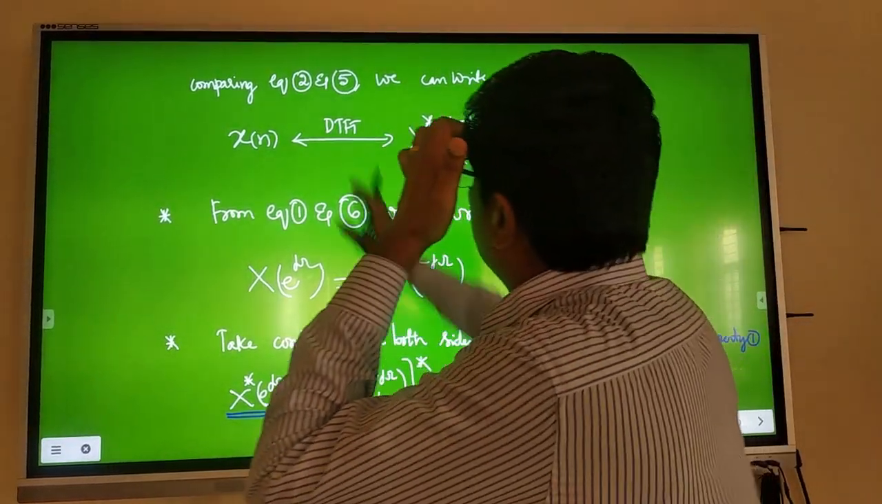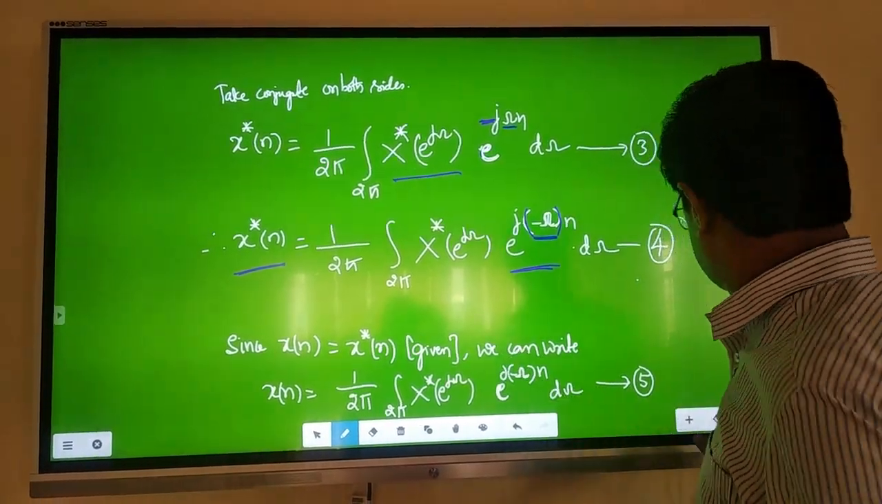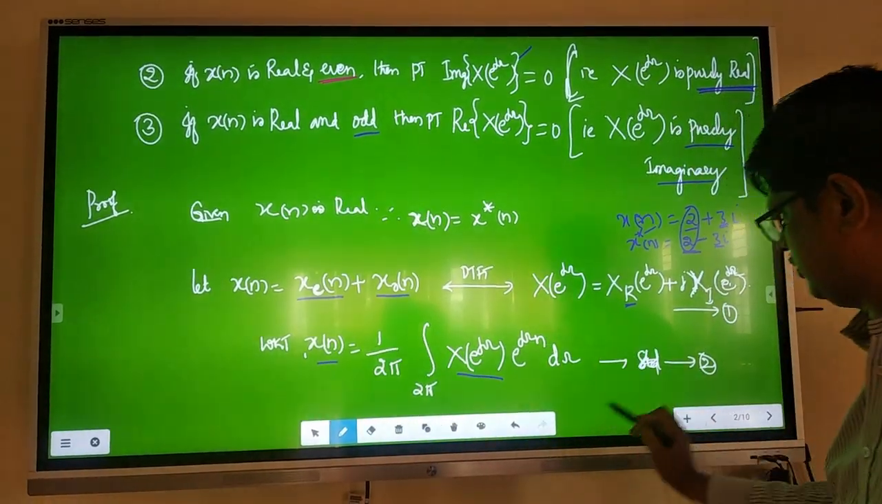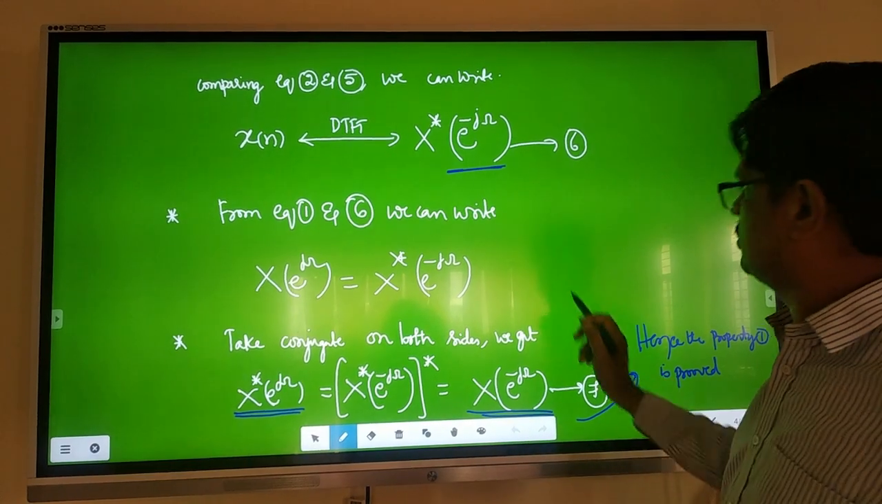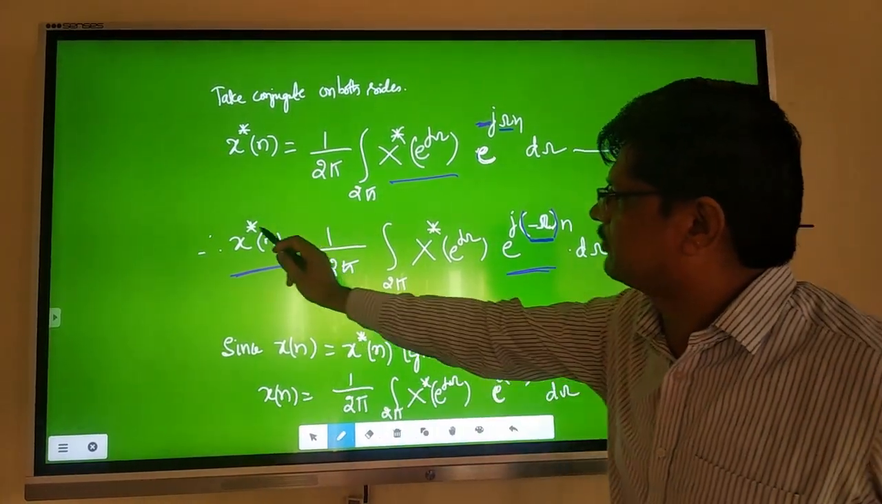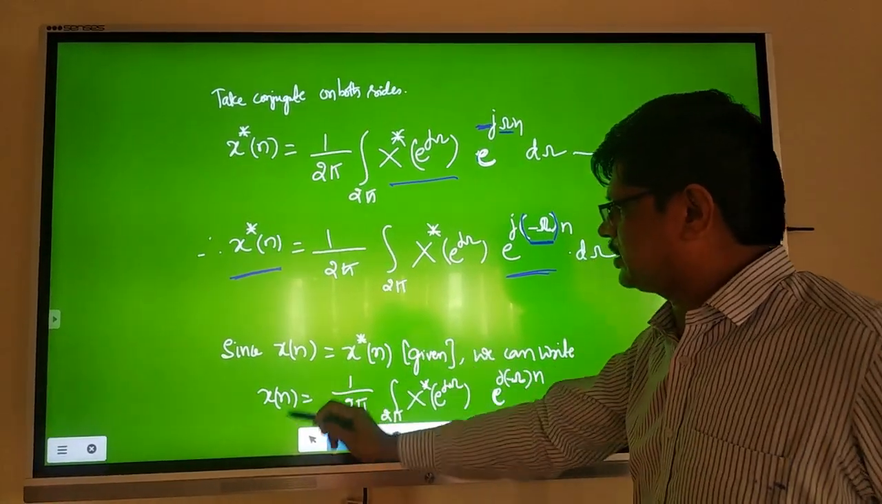Now, compare equations 2 and 5. This is equation number 2: x of n is equal to this one, the standard equation. And 5 is this equation. In place of x star of n, I am substituting x of n because it is given.